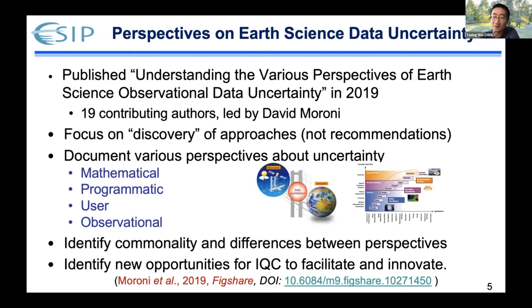And in 2019, we published a white paper, Understanding the Various Perspectives of Earth Science Observational Data Uncertainty, to report findings from this effort. The initial focus was on traditional remote sensing Earth observations and on discovery of approaches instead of recommendations. And recently, this effort has been expanded to cover additional types of data, including field observations, airborne, and modeling and synthesis data products, and also trying to identify recommendations for capturing, representing, and delivering uncertainty information.